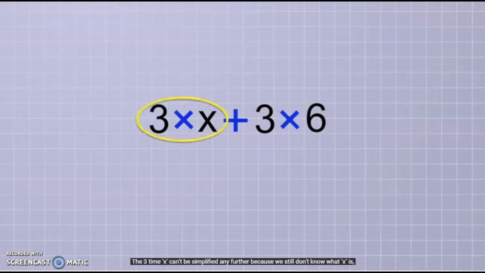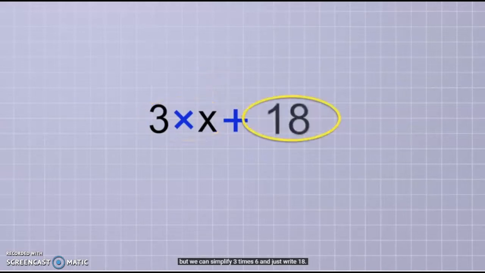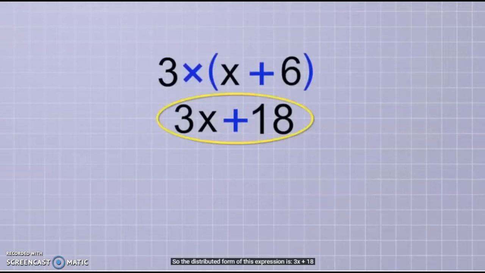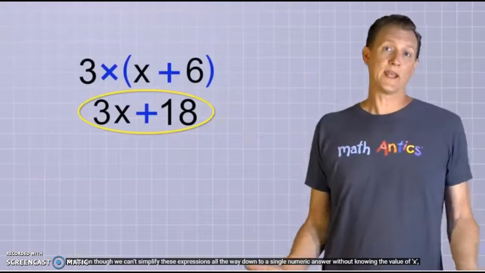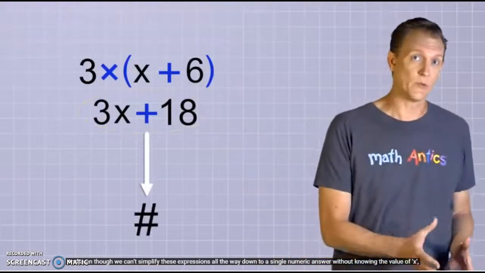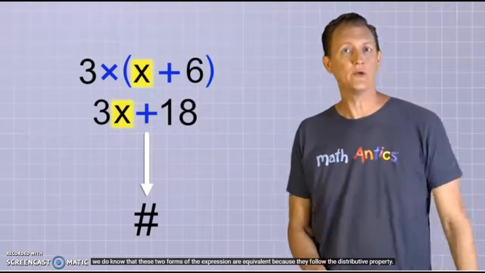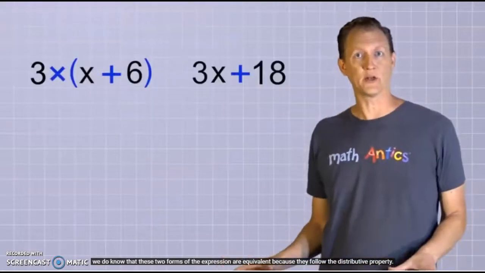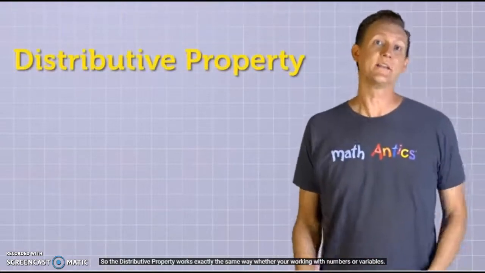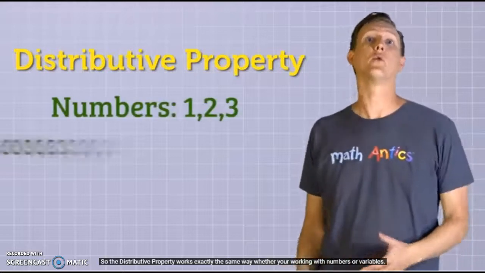The 3 times x can't be simplified any further because we still don't know what x is. But we can simplify 3 times 6 and just write 18. So the distributive form of this expression is 3x plus 18. And even though we can't simplify these expressions all the way down to a single numeric answer without knowing the value of x, we do know that these 2 forms of the expression are equivalent because they follow the distributive property. So the distributive property works exactly the same way whether you're working with numbers or variables.